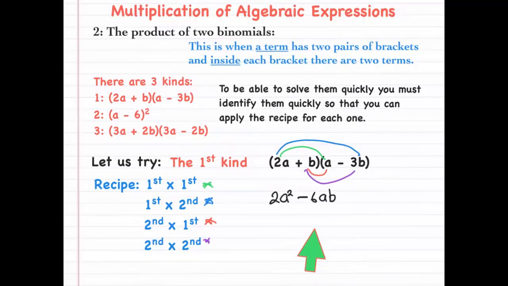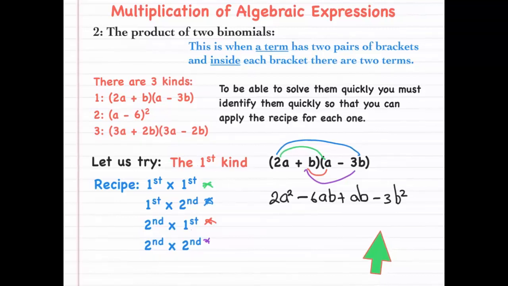Okay, then what's the next step? The second with the first. So plus b times a, a positive with a positive, that is a positive. And then we will have b times a, that is ba, or I can write it as ab, it doesn't matter which one comes first. I write it in alphabetical order again, because then it's always easy to see which terms are alike. And then the last one is second and second, so the plus b times a minus 3b, a positive with a negative. When we multiply that, it gives me a negative, and then b times 3b will give me 3b squared.